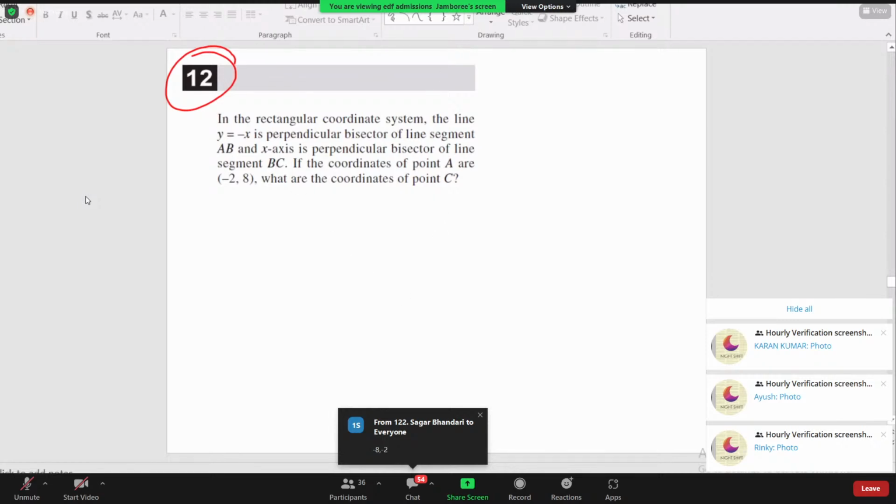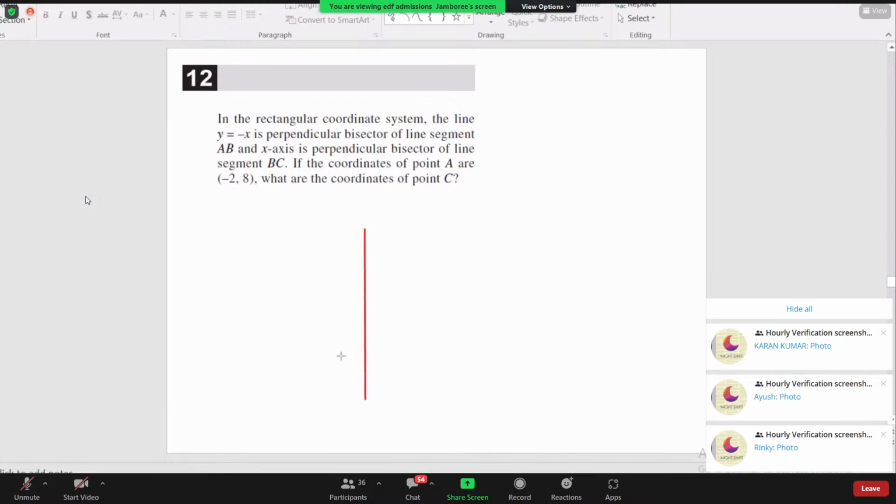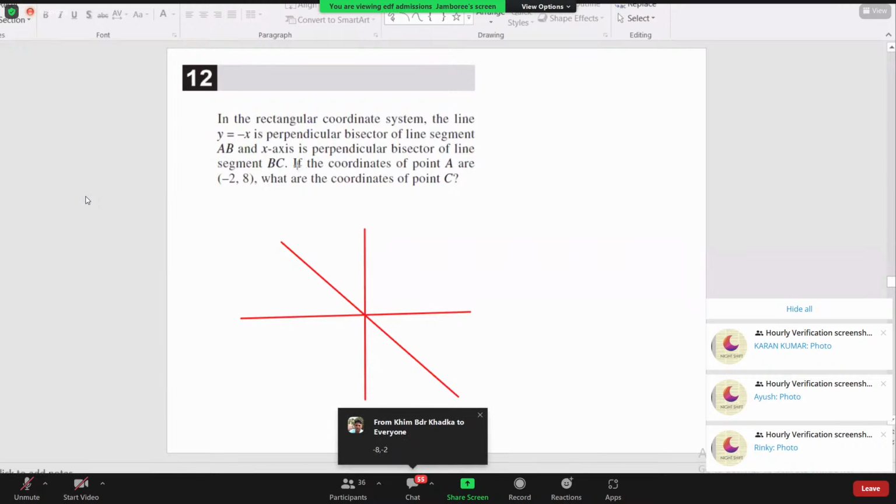Okay guys, let's begin. It says: in the rectangular coordinate system, the line y is equal to minus x is the perpendicular bisector of the line segment AB, and the x-axis is the perpendicular bisector of the line segment BC. If the coordinates of the point A are minus 2 comma 8, then what are the coordinates of point C? So if you notice minus 2 comma 8, just a second guys.